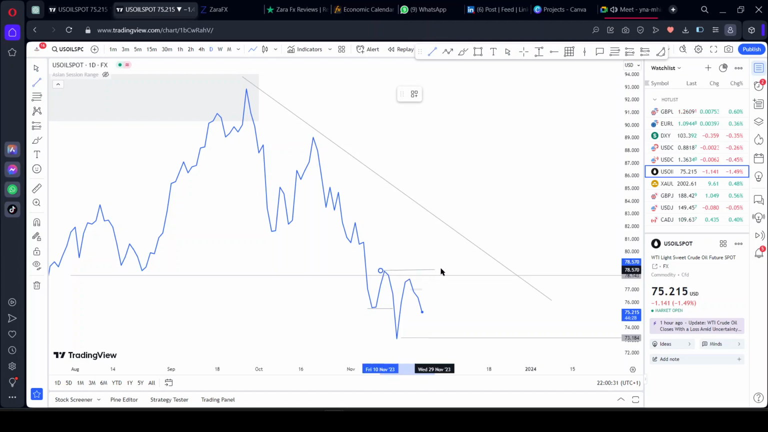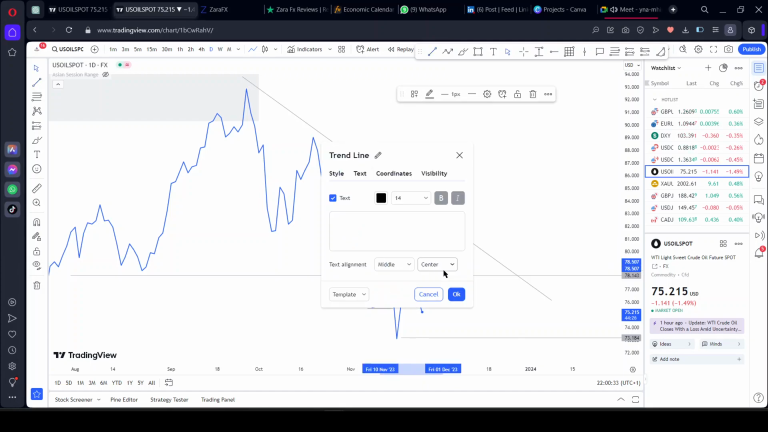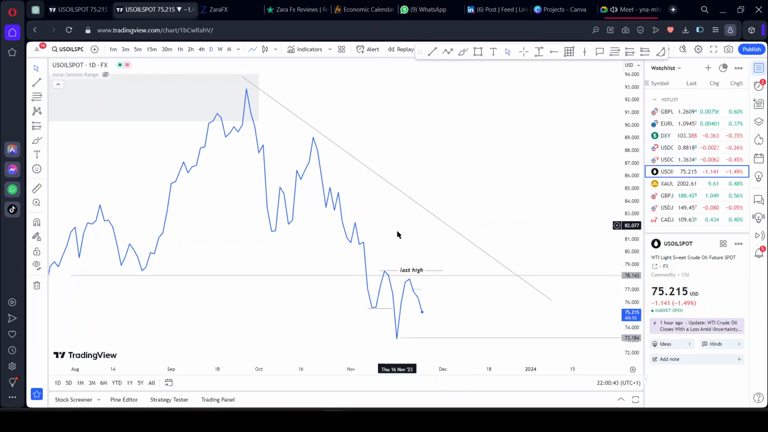And for me, this is my last high. I'm going to put a write up on it. I'll call it last high, right? So I know what that point is. Last high, I've signified it. So as long as price continues to trade below this last high, we are bearish. Except if price trades above it, then I'll believe the market is switching into a bullish trend. Right or wrong?